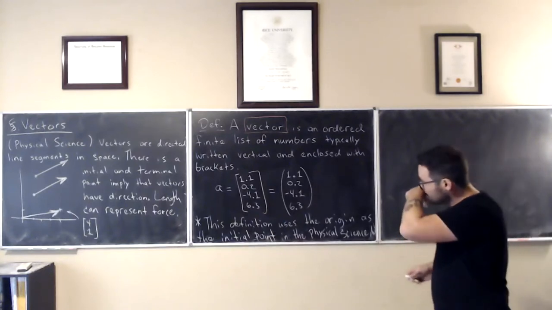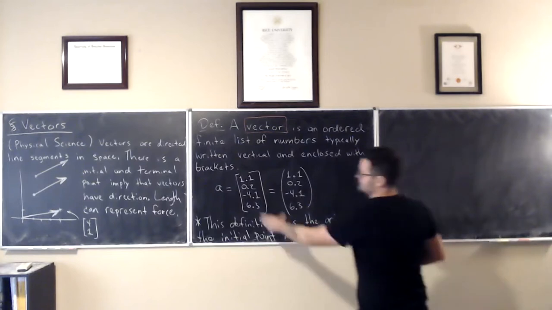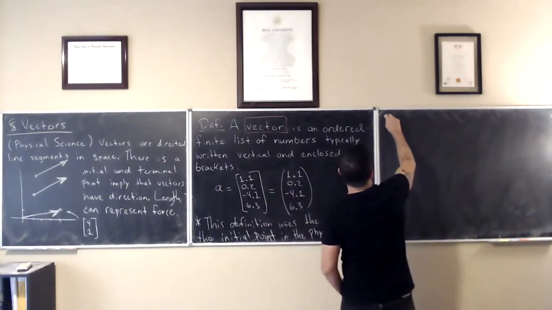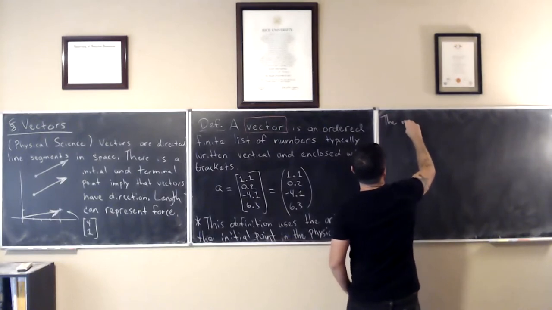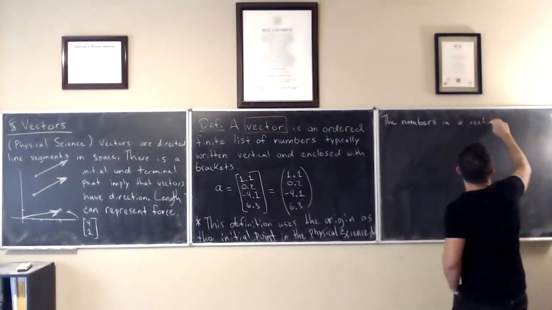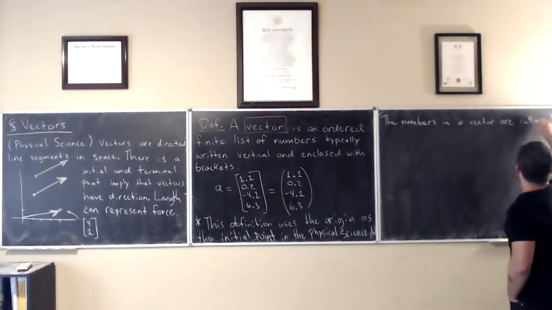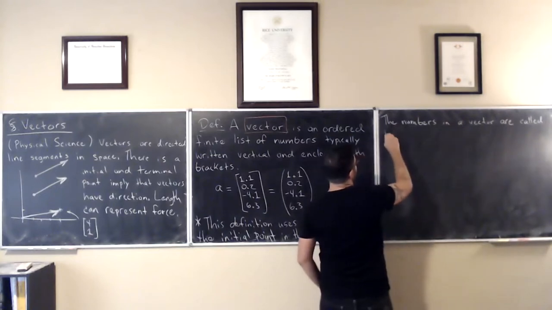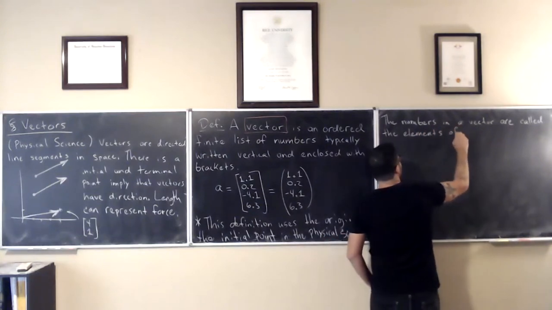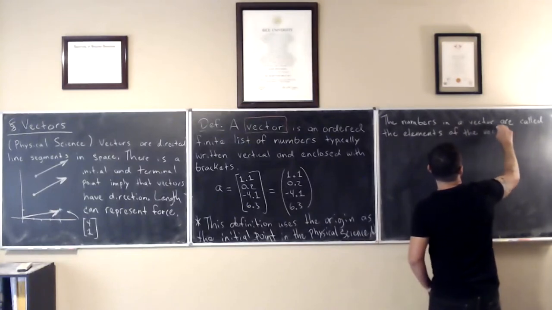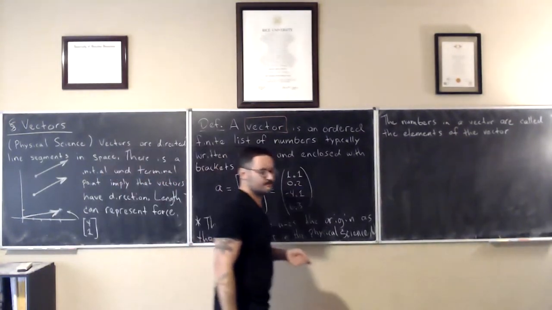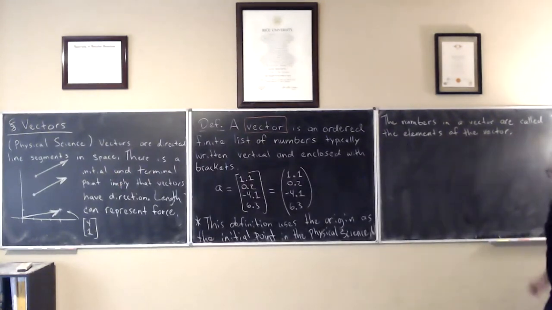Okay, we need to introduce terminology to describe these things, right? Like how many things, what do you call the things in it? The numbers in a vector are called the elements of the vector. So for example, 0.2 is an element of the vector A.